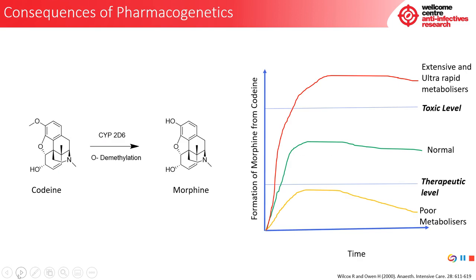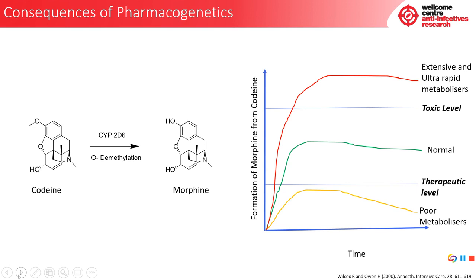The consequences of pharmacogenetics can be visualized in this slide, where we're looking at the conversion of codeine to morphine by CYP2D6 O-demethylation. The graph to the right of the slide shows the formation of morphine from codeine as a function of time. In poor metabolizers, if codeine was given to them for controlling pain, they may not have adequate pain control because the level of codeine conversion to morphine is at a subtherapeutic level.